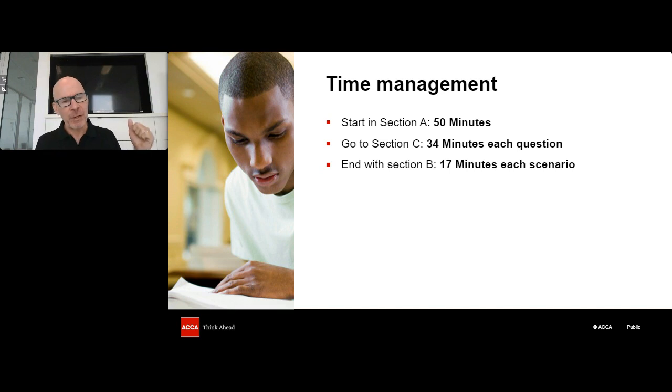Right, so section A, easy marks first. Section C, 34 minutes per scenario, okay? Section B, 17 minutes. If you follow this approach, you're gonna have some buffer time at the end. Then you go back and you clean up section A, because maybe your memory will have been jogged because you've been thinking, and you can go back and then scoop up some more marks. Guys, that is the time management approach.